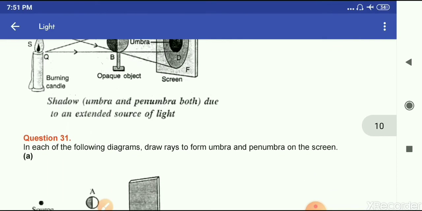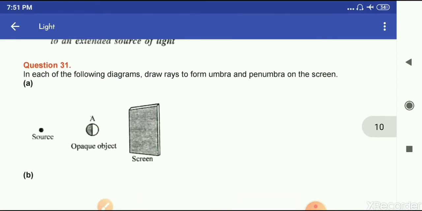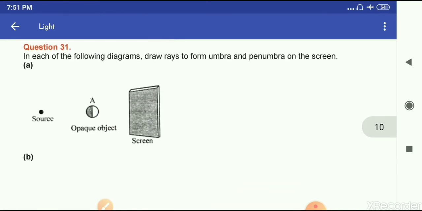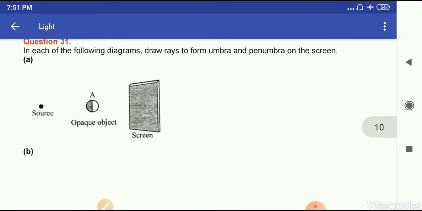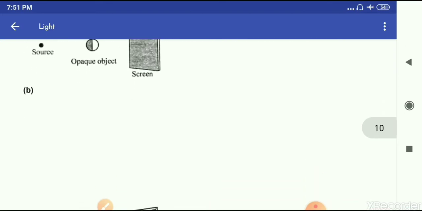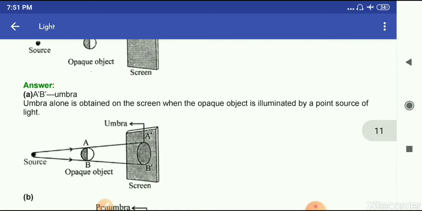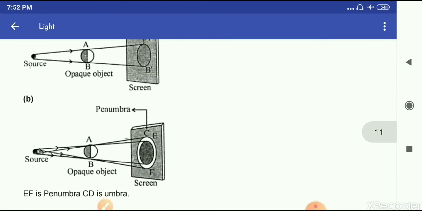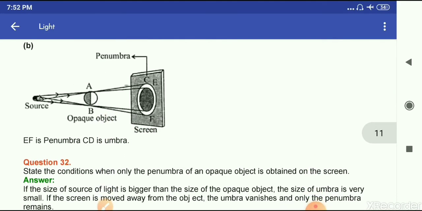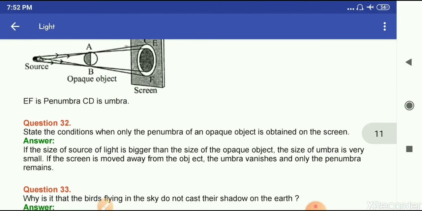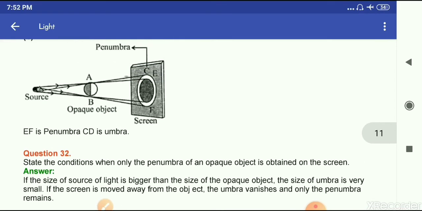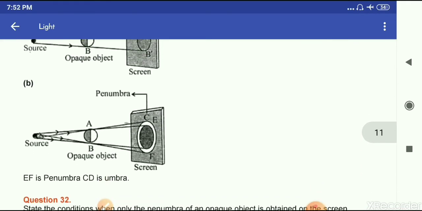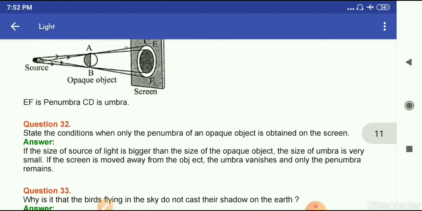Question number 31. In each of the following diagrams, draw rays to form umbra and penumbra on the screen. So your answer is this one. You can draw these diagrams from here. This is for A part and this is for B part. You have to draw these lines with the help of a scale, which means you have to draw straight lines. And also you have to mark all these arrows in the correct direction as shown in the figure.